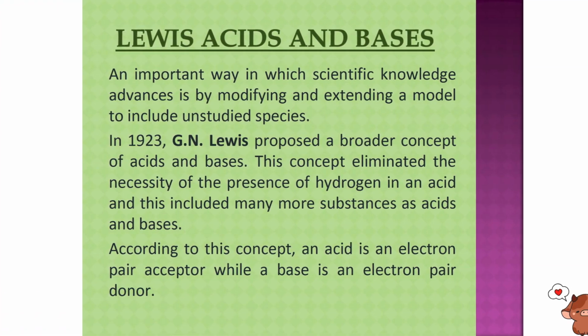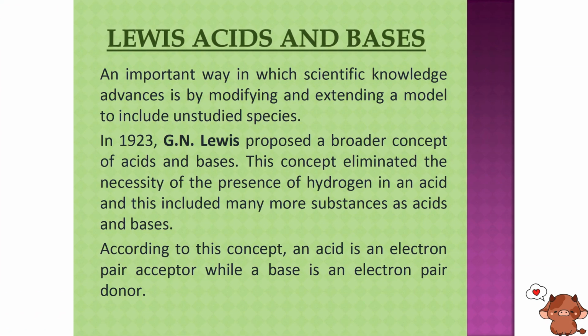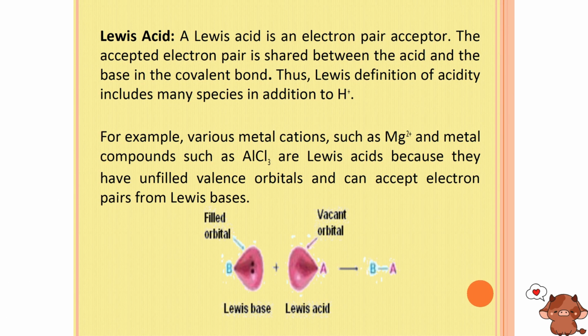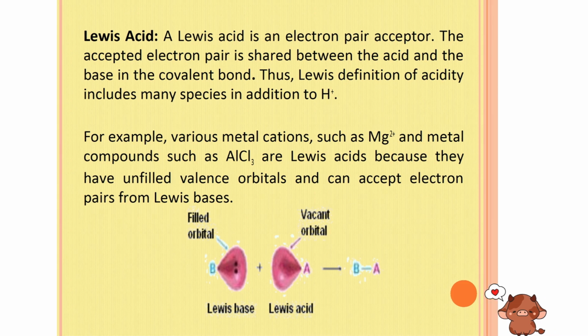Now, let's explore the Lewis concept of acids and bases. In 1923, G.N. Lewis proposed a broader definition: an acid is an electron-pair acceptor, and a base is an electron-pair donor. This removed the need for hydrogen in acids and included many more substances. A Lewis acid is an electron-pair acceptor. The accepted electron pair is shared in a covalent bond. For example, metal cations like Mg²⁺ or compounds like aluminum chloride are Lewis acids because they have unfilled orbitals and can accept electron pairs. The diagram shows a Lewis base donating electrons to a Lewis acid, forming a covalent bond.